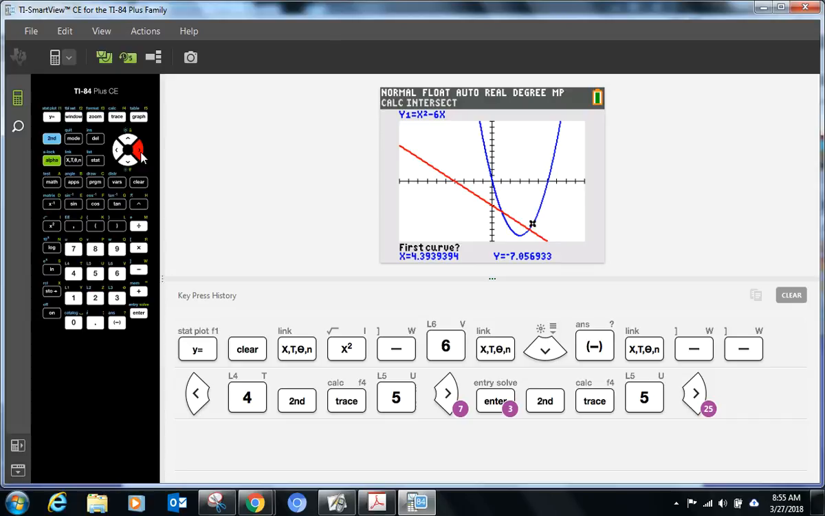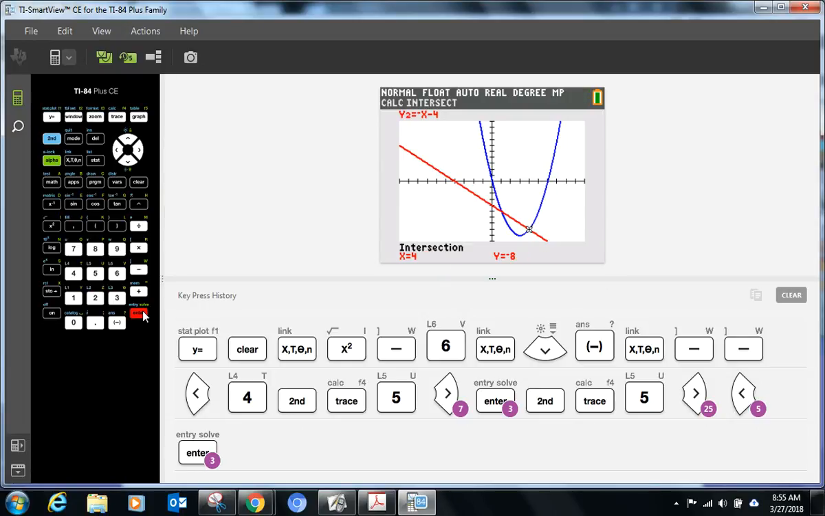I'll get there. Oh, maybe not. A little tap happy. All right, good enough. First curve, enter. Second curve, enter. Guess. Boom, 4, negative 8.